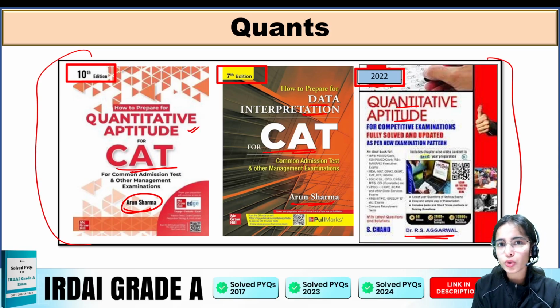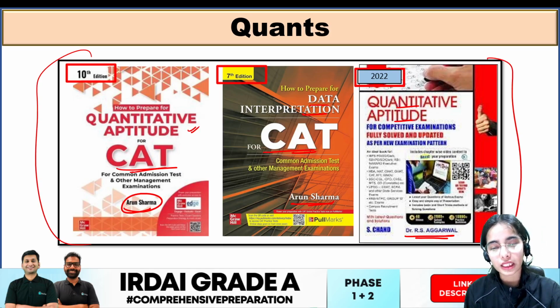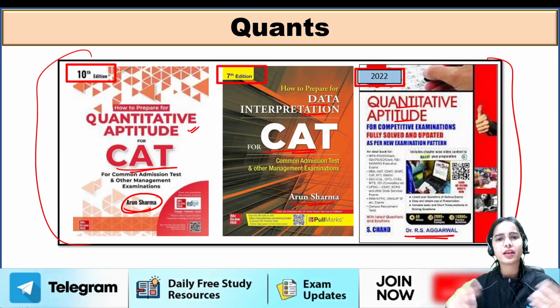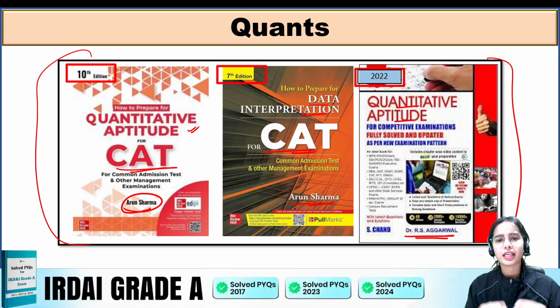If you have a course already for the IRDI grade A examination, then you do not have to go through these books, because whichever institute has provided the course, they have taken the material from all these books. They have accumulated the material in the best possible manner.